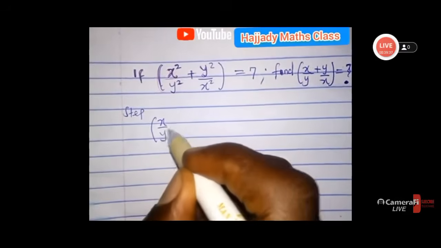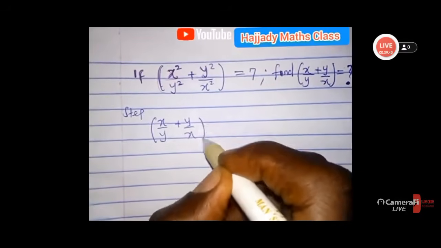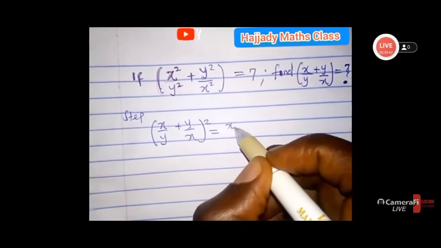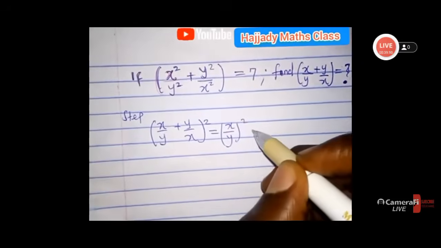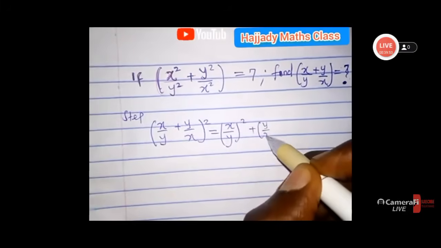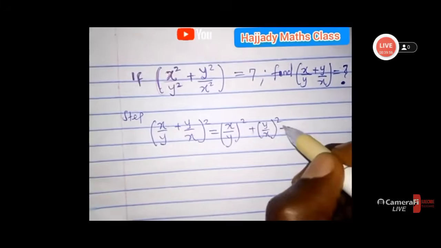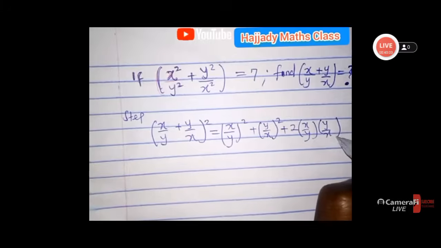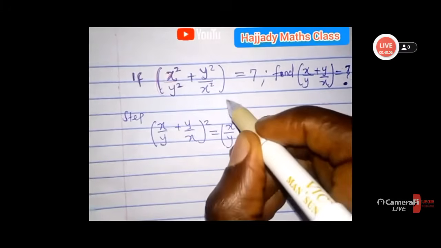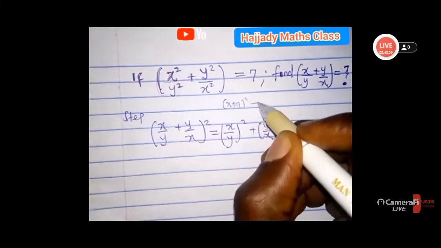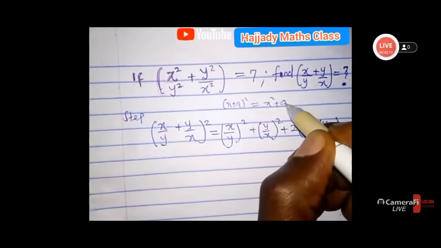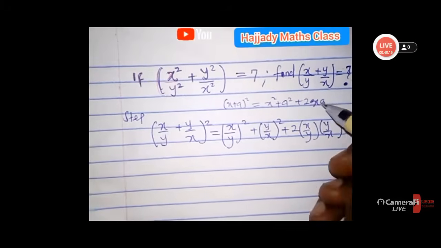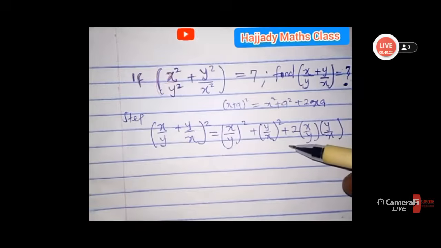If you have (x over y plus y over x) all squared, expanding this, we are going to have (x over y) all squared plus (y over x) all squared, and also 2 times x over y times y over x. The method used in this is when we have (x plus a) all squared. Don't forget this is the same as x squared plus a squared plus 2 times x times a. Okay, so that is the short method for expansion. So that was the same thing that was applied here.